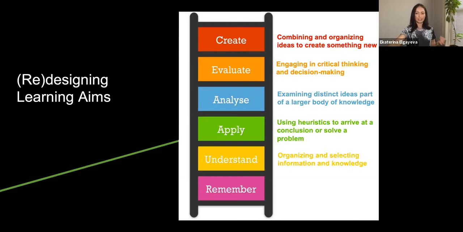Understand, organizing, selecting information and knowledge. As you can see, we go from most complex downwards. And then identifying and recalling is the remembrance. So for those of you familiar with Bloom's, this is just a quick overview.